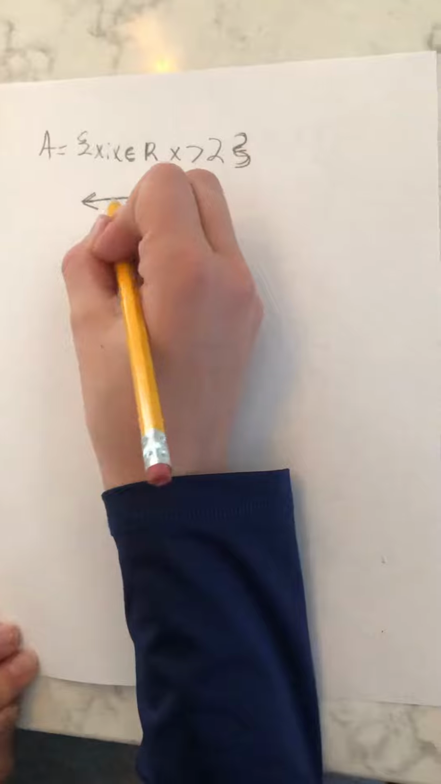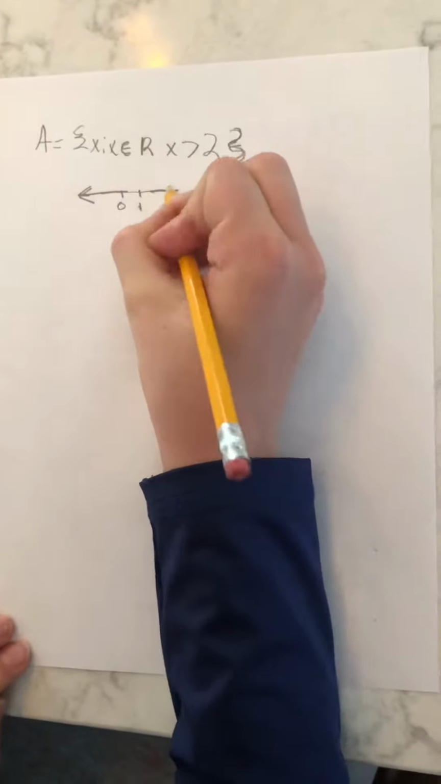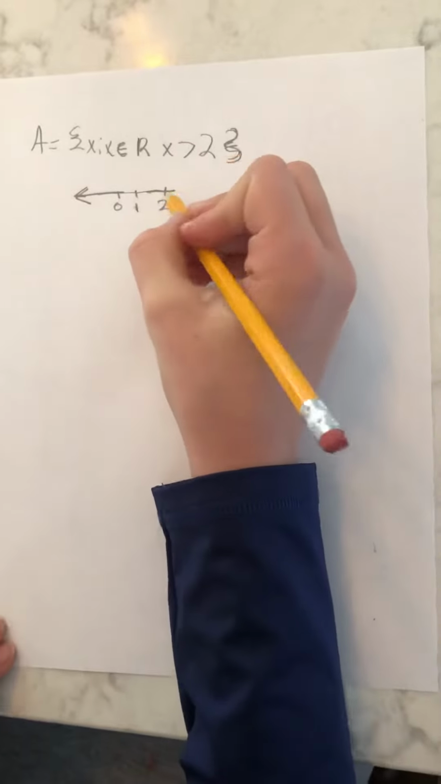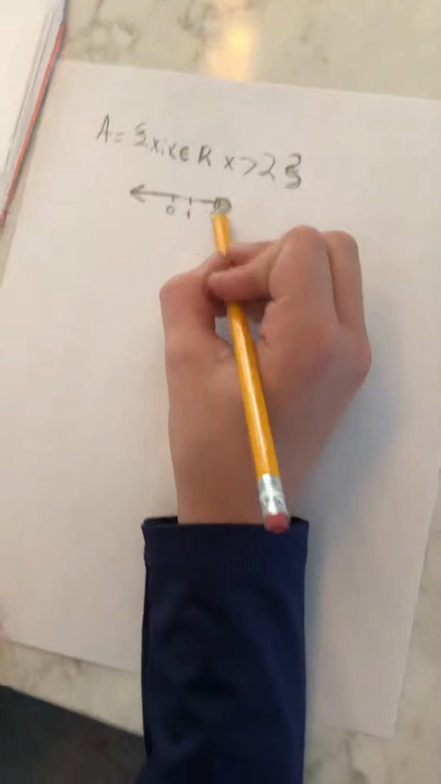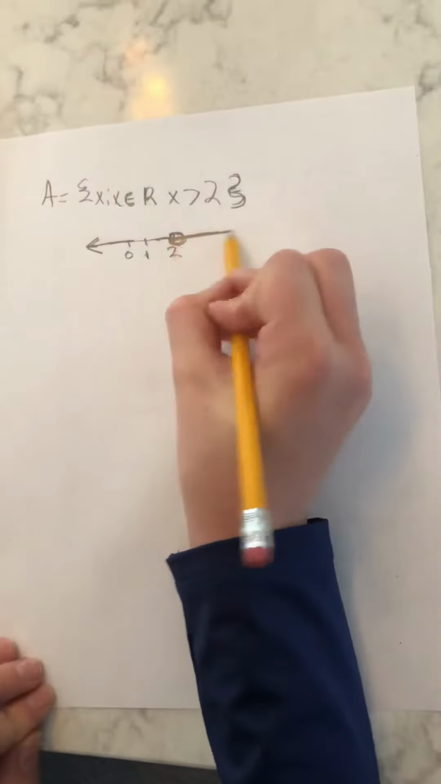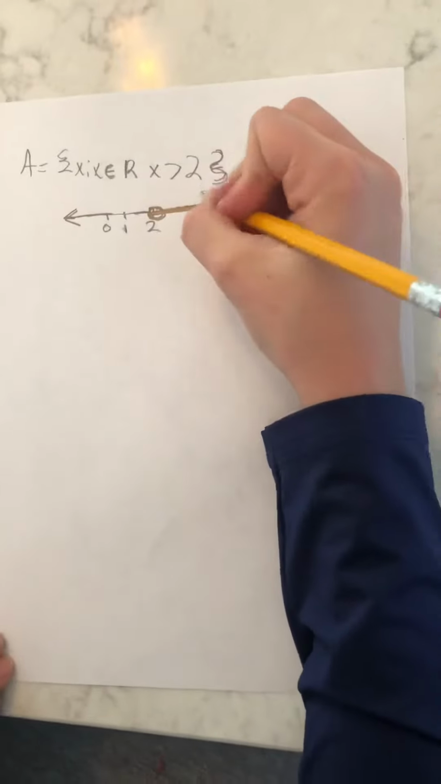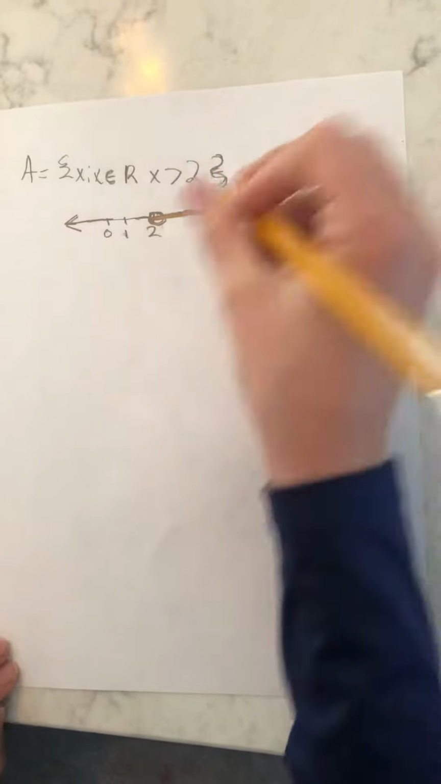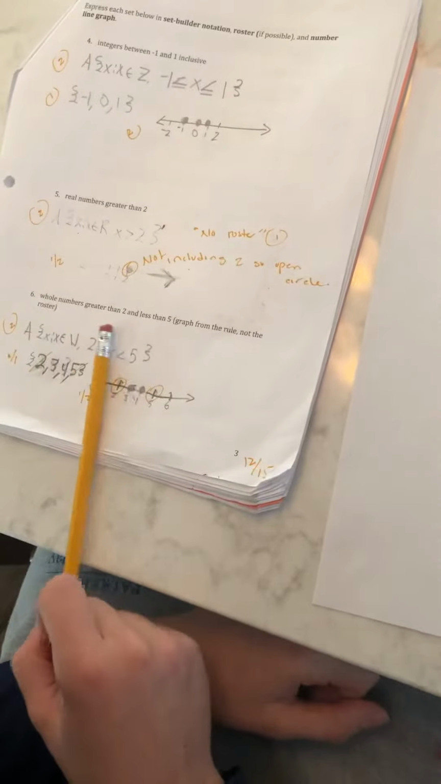Then you could just do 0, 1, and then 2. But you do an open circle because it's not inclusive. It doesn't include 2, but it just starts at 2. And then a heavy bar, because it's everything in between, and then the heavy arrow, so it keeps going on to infinity.